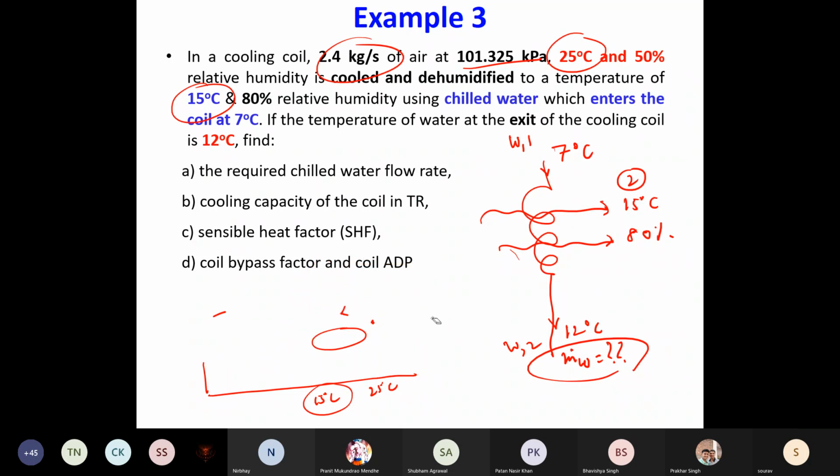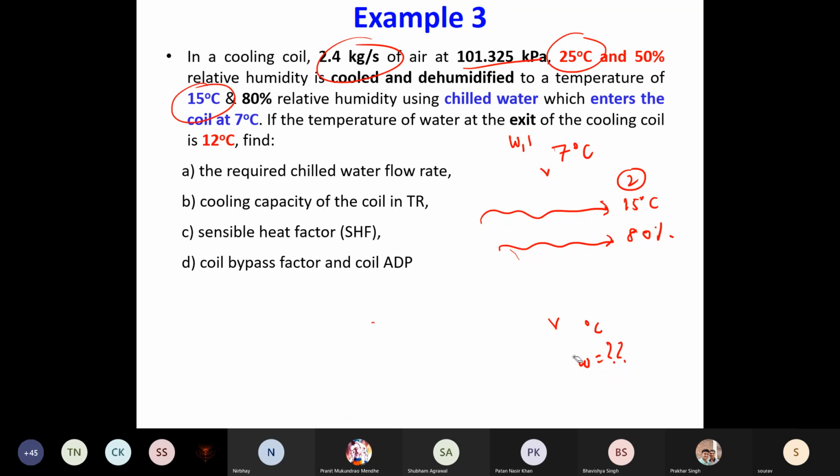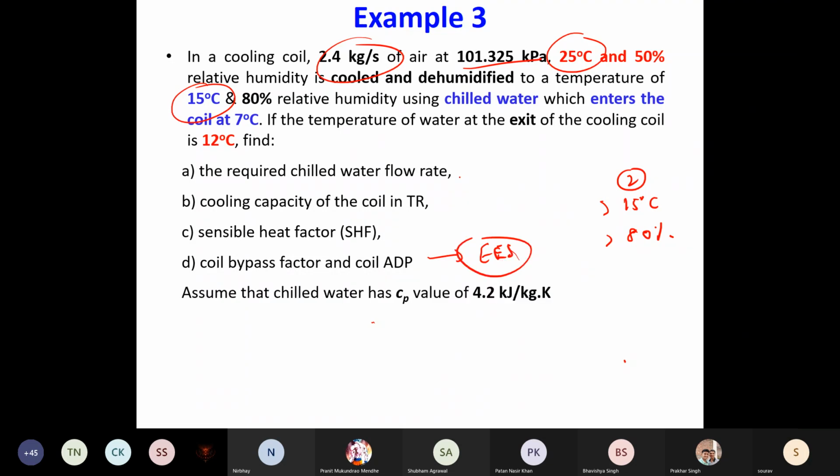Coil bypass factor and coil ADP. This is quite simple using your psychrometry chart. Now think of a way how to obtain the same thing in ES. This you think how to obtain through ES. Okay, this is your homework. From the chart, it is straightforward, and you take the understanding from the chart and how to write an ES code for obtaining the coil ADP. Think of a way of obtaining this using a simple thing. It will be 2 or 3 lines of code in ES.